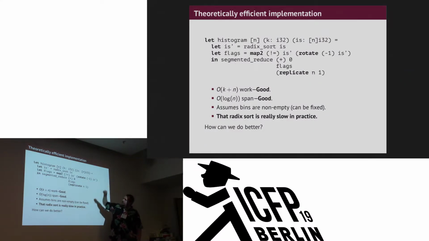The problem is that this radix sort here is really slow in practice because it needs to traverse the entire input multiple times in order to put all of the elements in order. Asymptotically efficient, in practice, not so much. So can we do better?